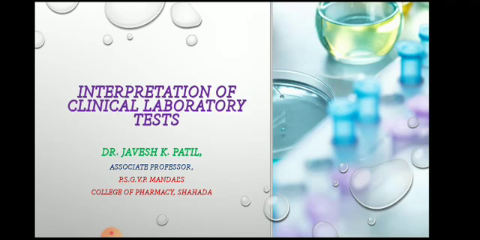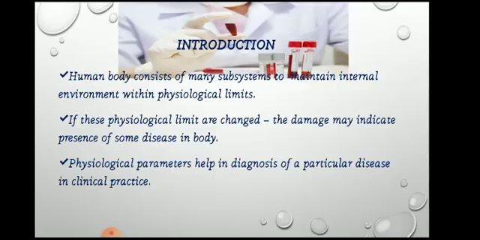Now let us move to its introductory part. The human body consists of many subsystems. Subsystems means different organs, which maintain the internal environment of the body within the physiological limits.